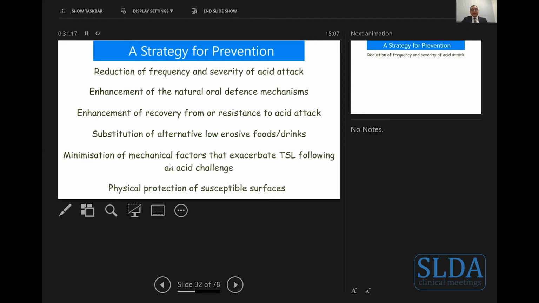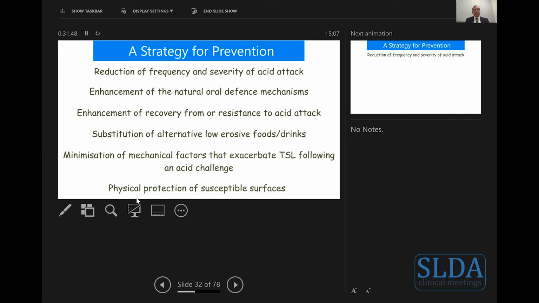Minimization of some of the mechanical factors, like, for example, toothbrushing immediately after an acid challenge. There's a habit for some to consume orange juice as part of your breakfast, and then before going out to work, probably brushing their teeth. And then if that is very close to that acid challenge, the tooth surface loss risk is greater, of course. So reminding them of such risks would be critical.